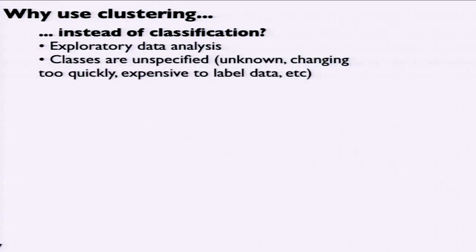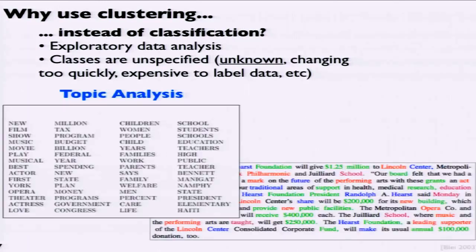Some other reasons that you might use clustering instead of classification are as follows. A lot of times, the classes or the clusters are just unspecified. You don't know them in advance. You have to use clustering. You have no choice. So an example of this is something like topic analysis. Maybe I have a bunch of documents that I give to you, and I want you to decide, with only that information in those documents, what words go together. So the kind of clusters that I might get out are things like this.